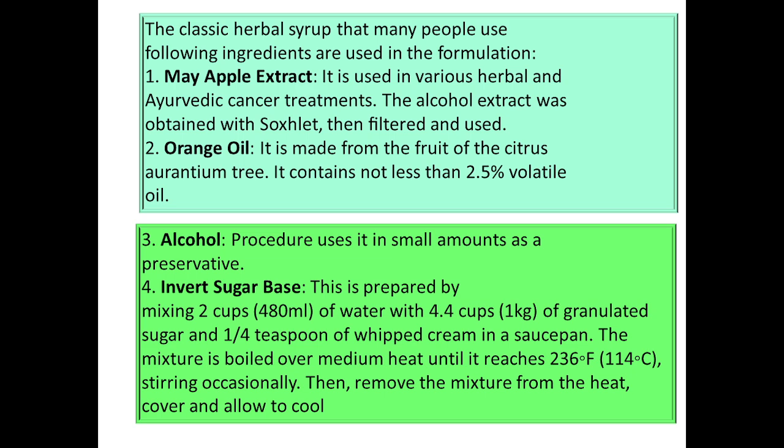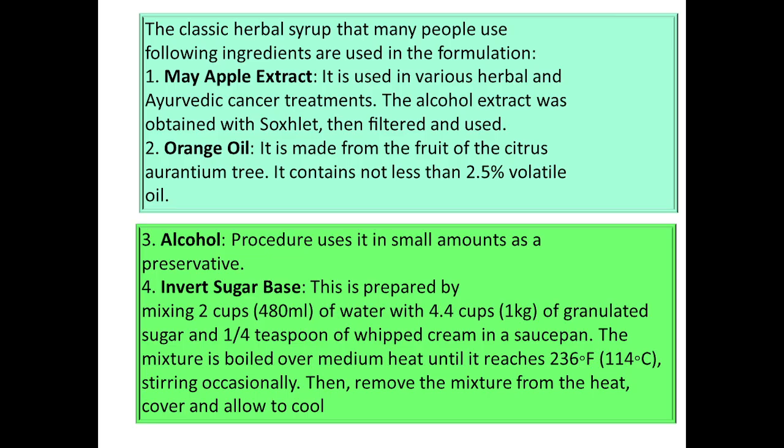Invert sugar base is prepared. It is prepared by mixing 2 cups, that is 480 ml of water, with 4.4 cups, meaning 1 kg of granulated sugar, and 1/4 teaspoon of whipped cream in a saucepan. The mixture is boiled over medium heat until it reaches 236 degrees Fahrenheit or 114 degrees Celsius, stirring occasionally. Then remove the mixture from the heat, cover, and allow to cool.